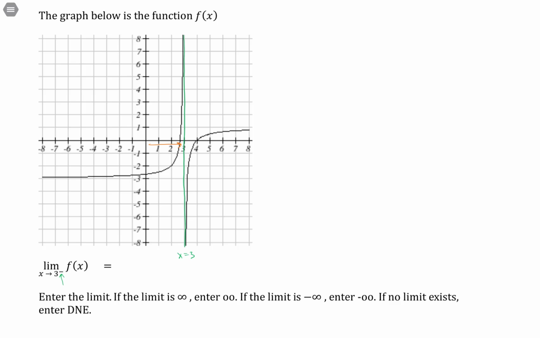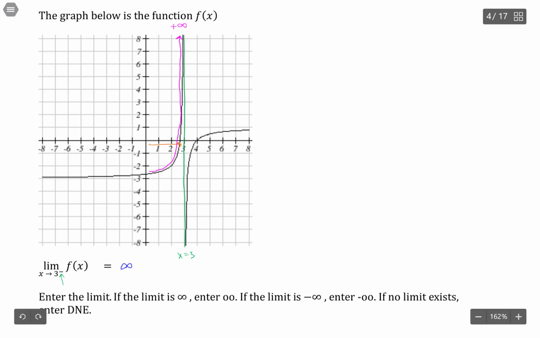And I'm approaching 3 from the left-hand side, so as I approach 3 from the left, so values that are smaller than 3, but getting closer to 3, what I want to know is what's happening to the y values. So as these values here get closer and closer to 3, the y values start negative, but then they start increasing quite rapidly. And as we get closer and closer to 3, they're actually running off to infinity. So that is going to positive infinity. And that's the answer to this particular question.